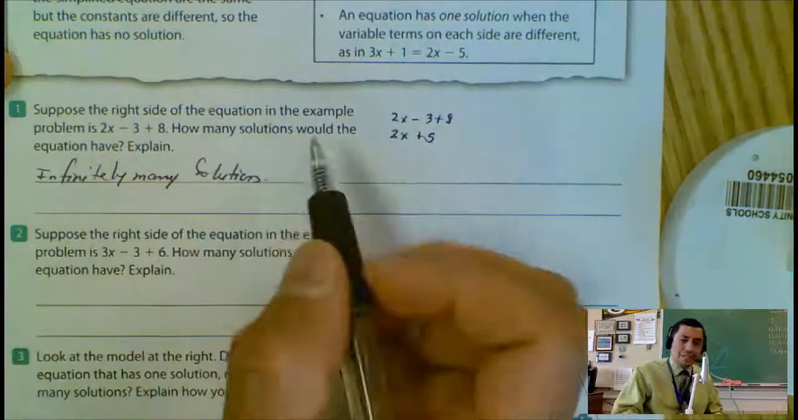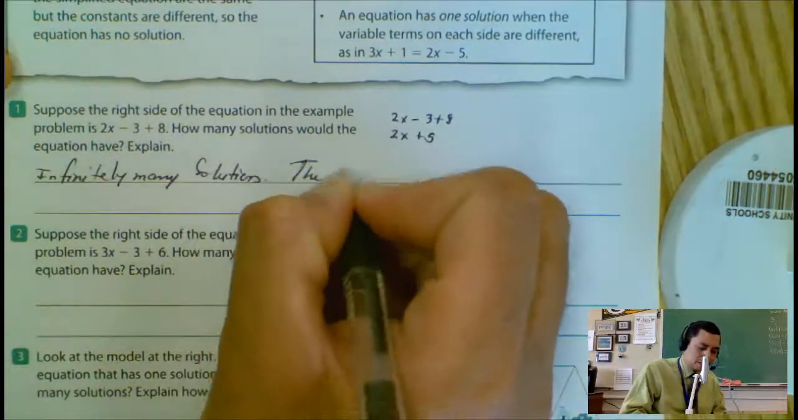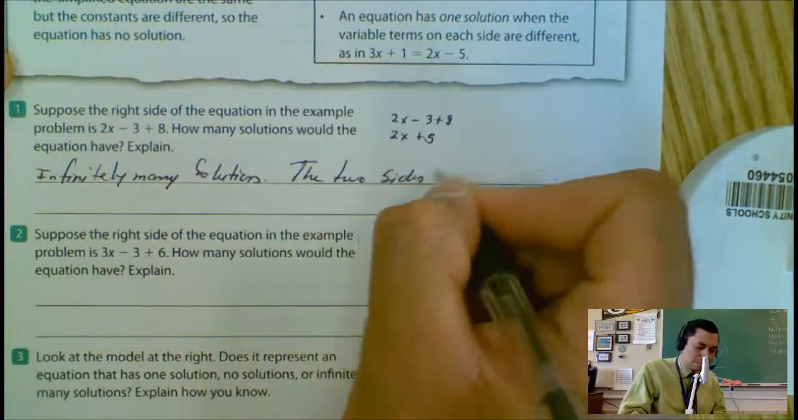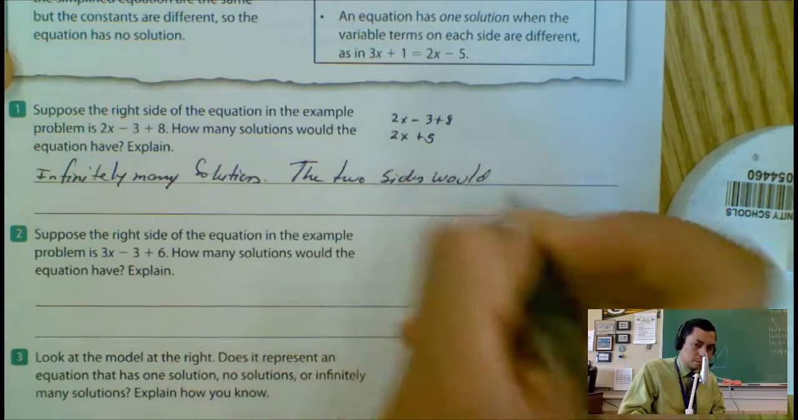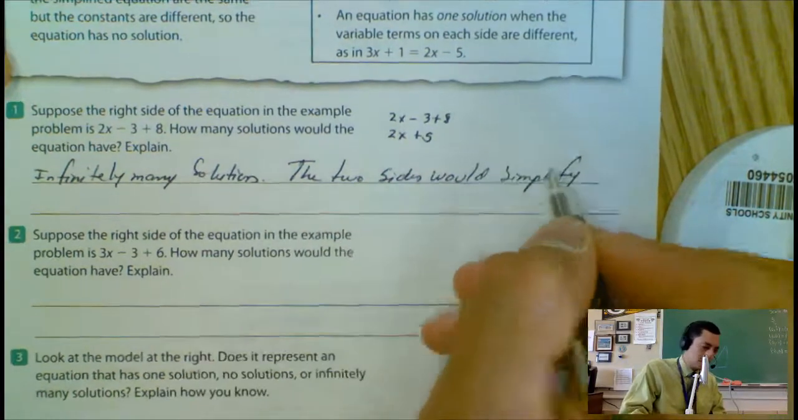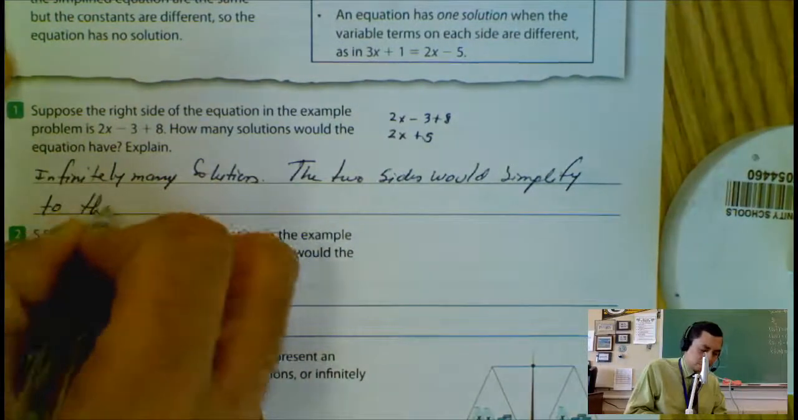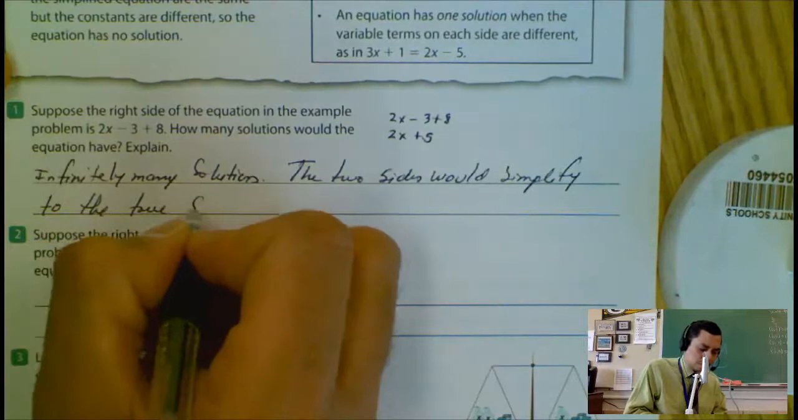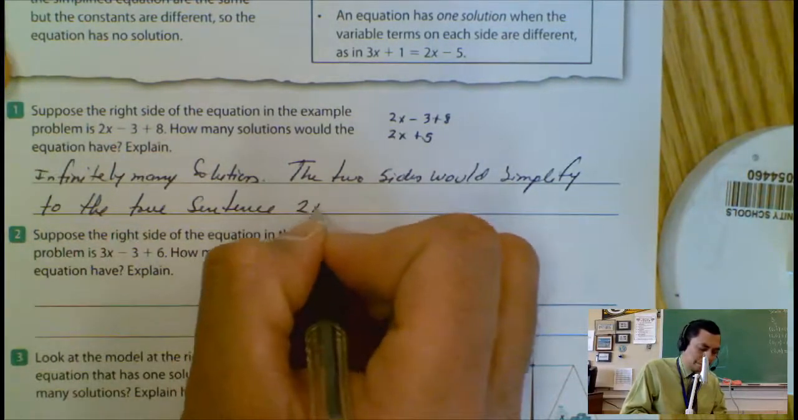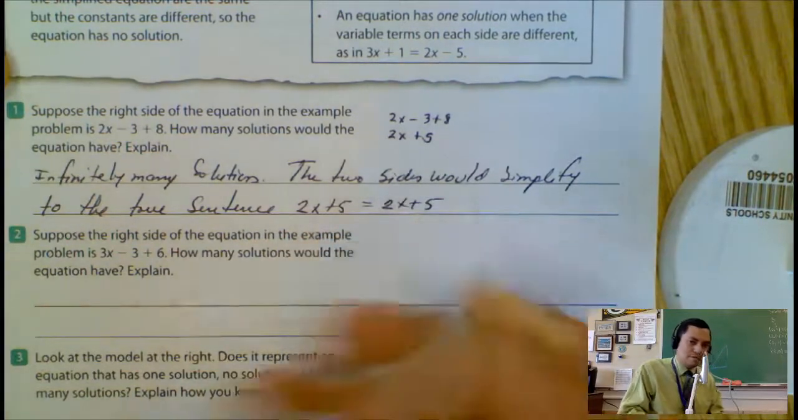Now, as I said, the two sides will simplify to the true sentence 2x plus 5 equals 2x plus 5.